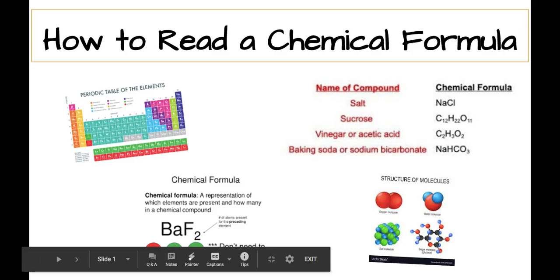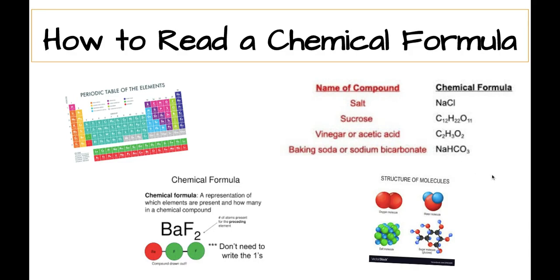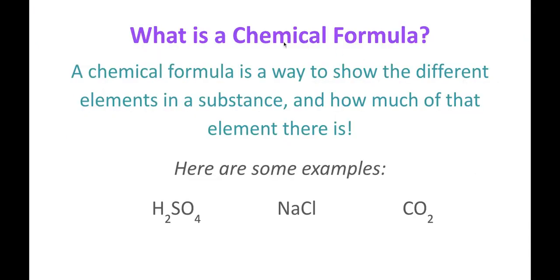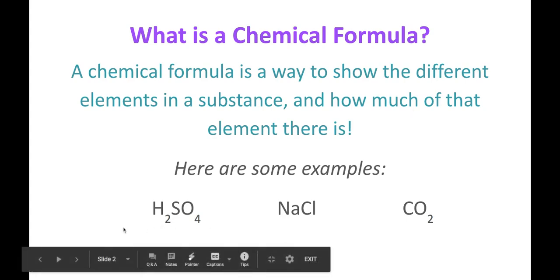Today we're going to take a look at how to read a chemical formula. So first off, we need to know what a chemical formula is. It's basically a way to show the different elements in a substance and how much of that element there is. We're going to look at 3 examples today: H2SO4, NaCl, and CO2.